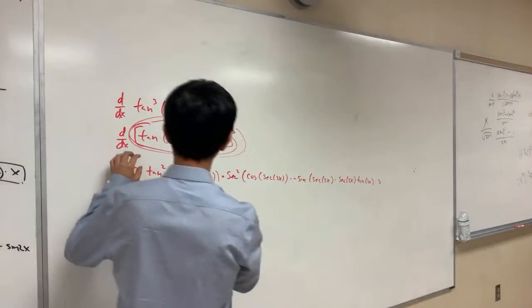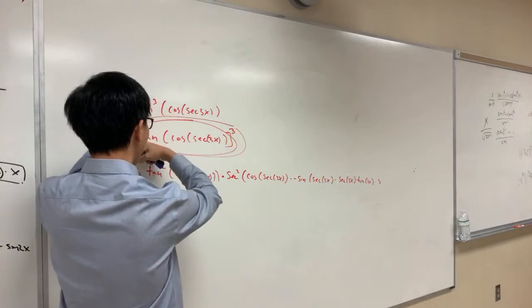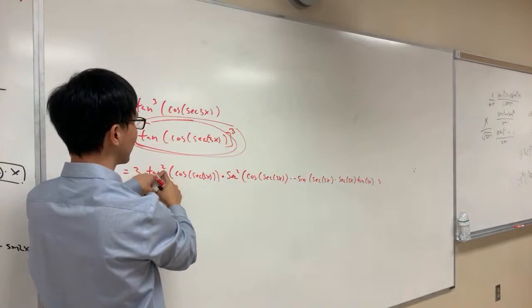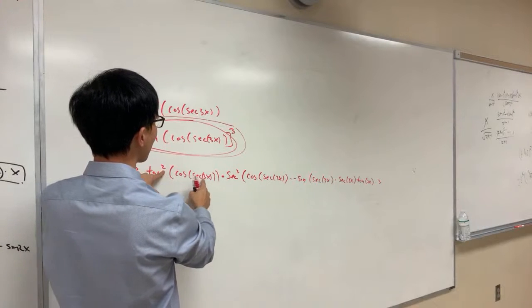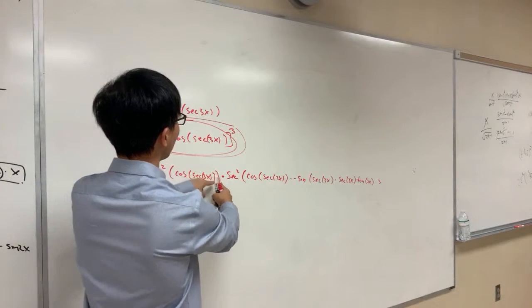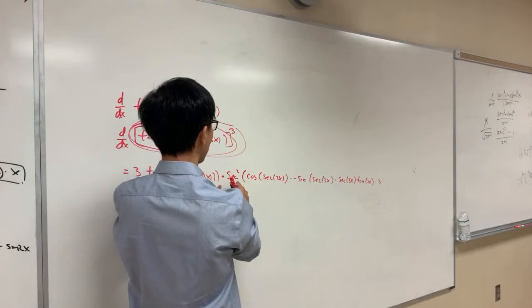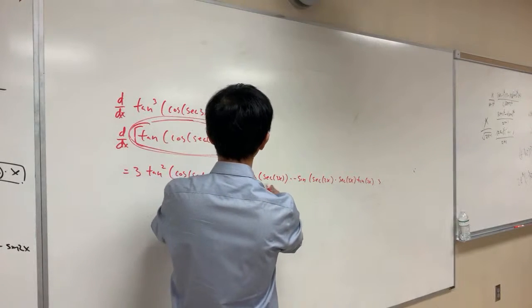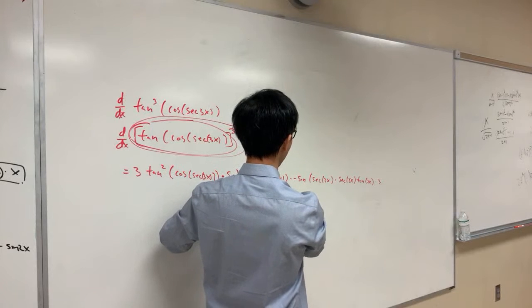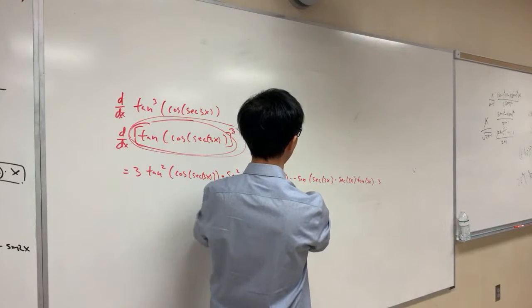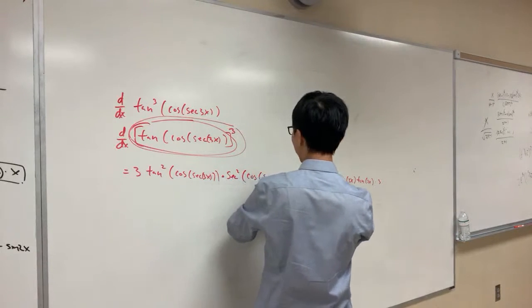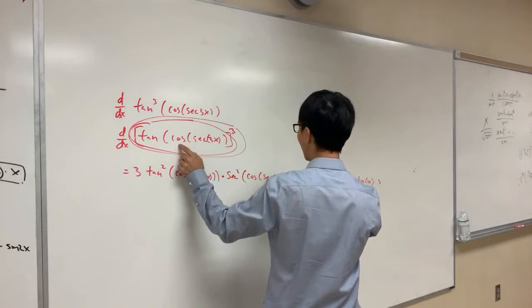Okay, so let me repeat again. The 3 drops down to make the 2, right? And then cosine secant of 3x inside, times the derivative of the tangent, which is secant squared and all the things inside. Don't forget all the things inside. Some people just forget this part. And then times the cosine, which is the third bubble here.